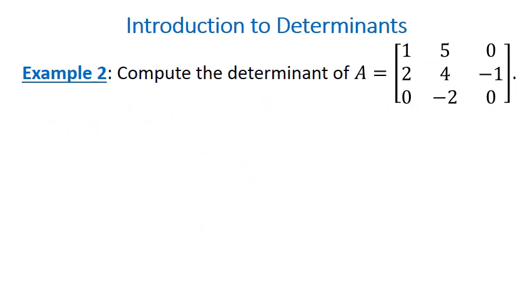Go ahead and pause this and see if you can come up with the determinant of this matrix. Okay, so if I want to find the determinant of matrix A, remember the formula is the following. And I think it's helpful to write down this formula just so you can get the hang of it. And this is for 3 by 3 matrices.